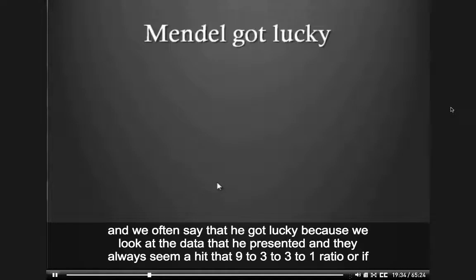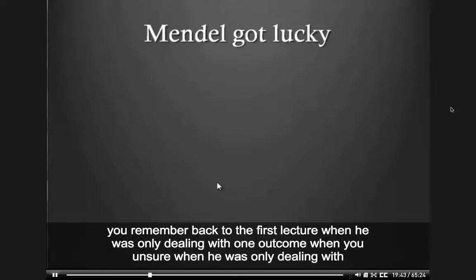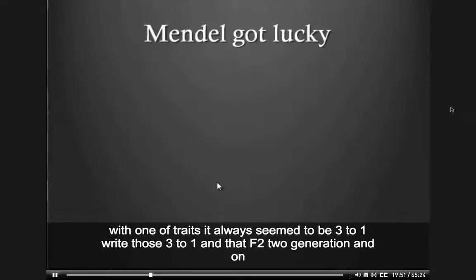Now, again, I want to reiterate to you, Mendel got lucky. And we often say that he got lucky because we look at the data that he presented, and they always seem to hit that 9 to 3 to 3 to 1 ratio. Or if you remember back to the first lecture, when he was only dealing with one trait, it always seemed to be 3 to 1, right? It was always 3 to 1 in that F2 generation.